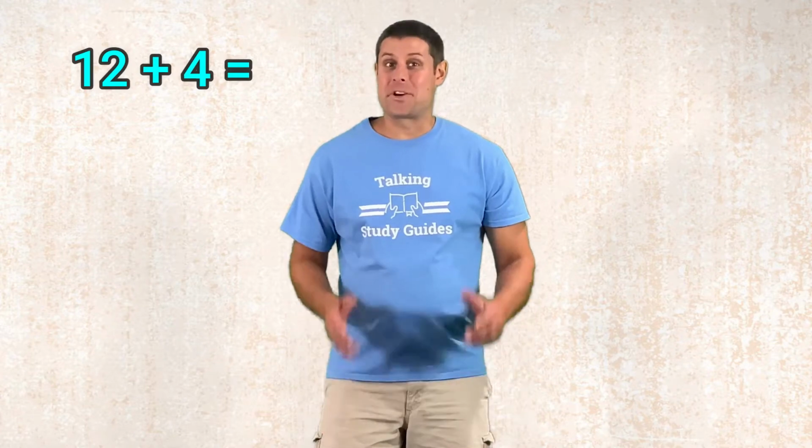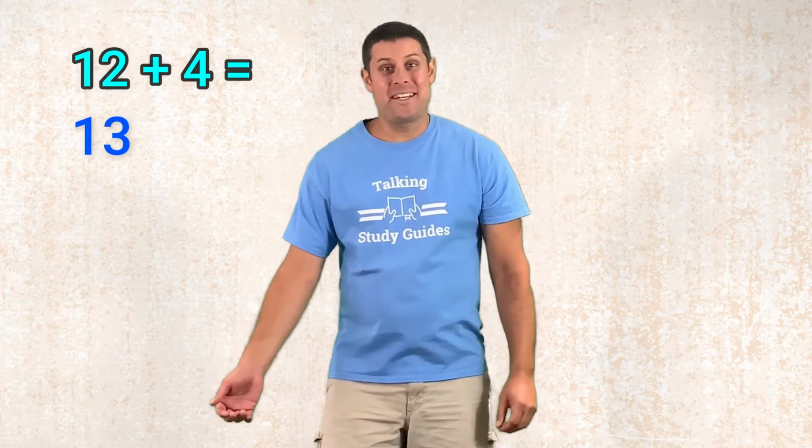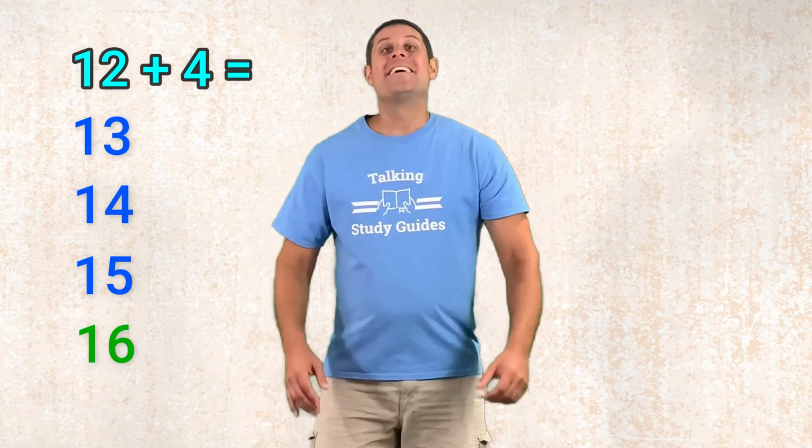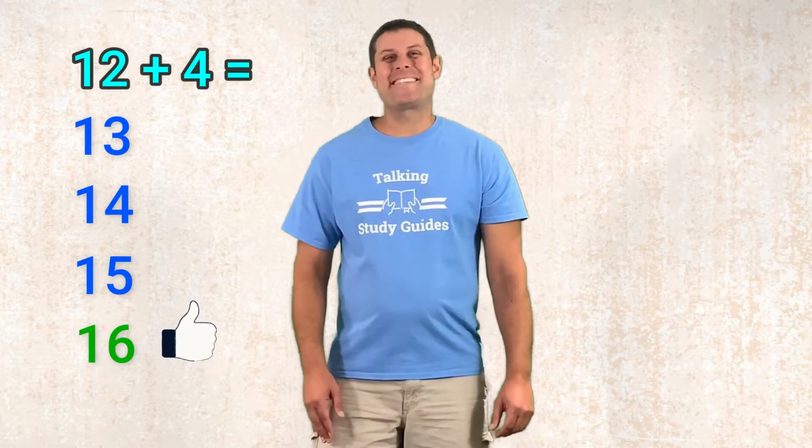As we start to add numbers that can't be counted on our fingers, there is another strategy. We can start with the larger number that we're adding, and then count up by the smaller number. Let's try adding 12 plus 4. We start at the 12, and then count up 4 numbers. After 12 comes 13, 14, 15, and 16. 12 plus 4 equals 16.